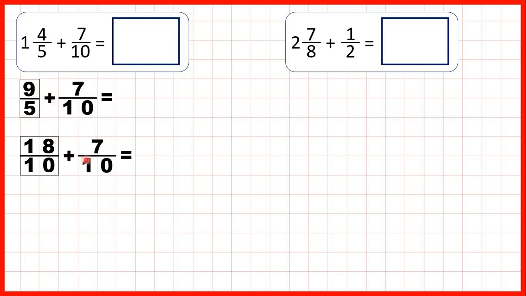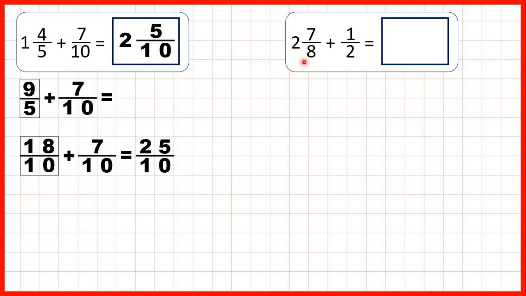We're adding 7/10 to that, and we have a common denominator. So the denominator stays the same in our answer, and 18 plus 7 is 25. So as an improper fraction, our answer is 25/10. But we can turn that back into a mixed number by dividing. 25 divided by 10 is 2 remainder 5, and the denominator stays the same. So our answer is 2 5/10.